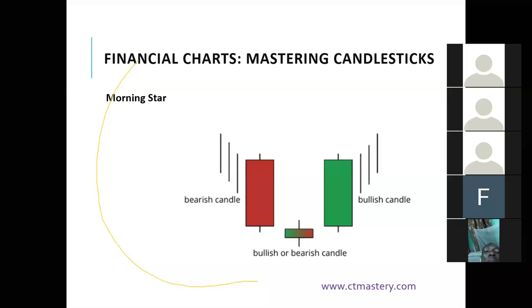The next candlestick is a candlestick with a short or small body, showing that the bears are losing control of the market. This small candlestick can be a green or a red candle. And the third candlestick is a bullish candlestick, showing that the bulls are taking control.